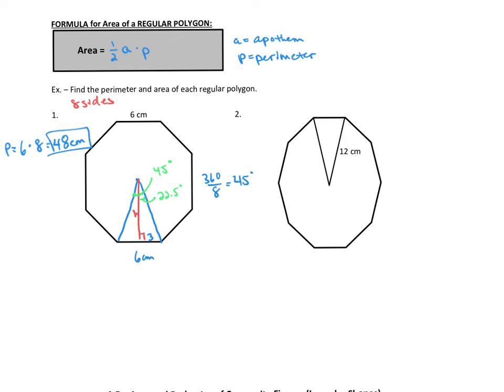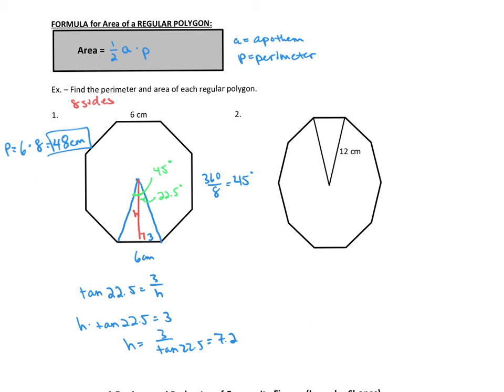Now we can definitely use trig. We certainly can't use a special right triangle, and say that the tangent of 22.5 is equal to 3 over the height. Then we multiply both sides by the height. So h tangent 22.5 equals 3. So our height is 3 divided by the tangent of 22.5, which is 7.2.